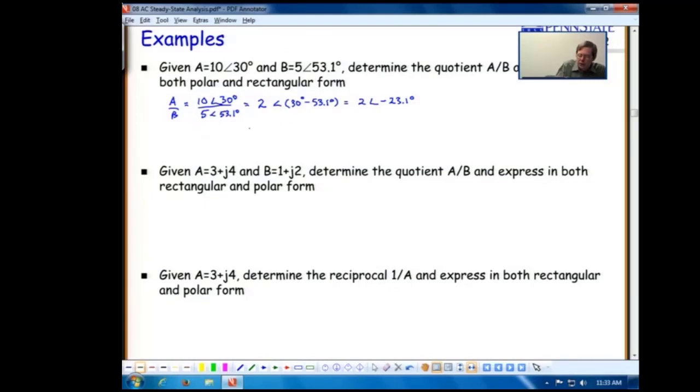And if I express this in rectangular form, I get, let's do A over B. Convert this polar form number into rectangular form, I get, by calculator solution, 1.84 minus j0.785. So you can compare those to the numbers you came up with. So why don't you pause again and do the next problem.